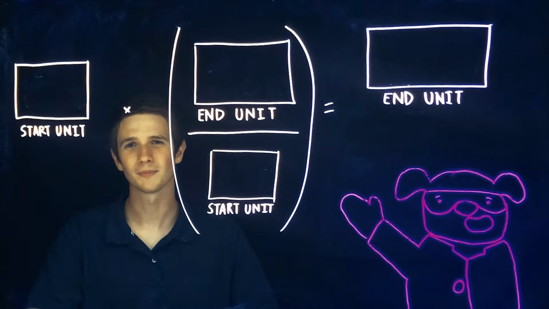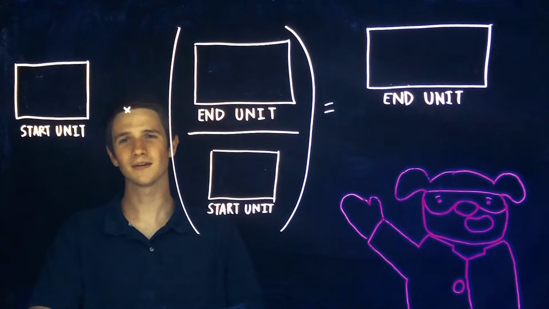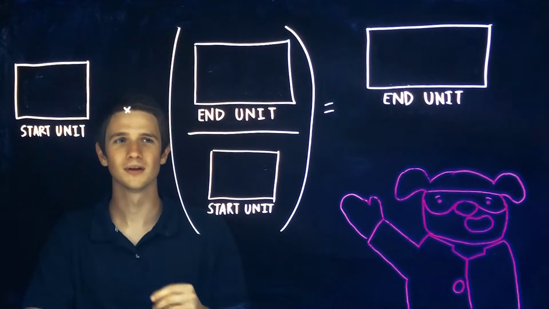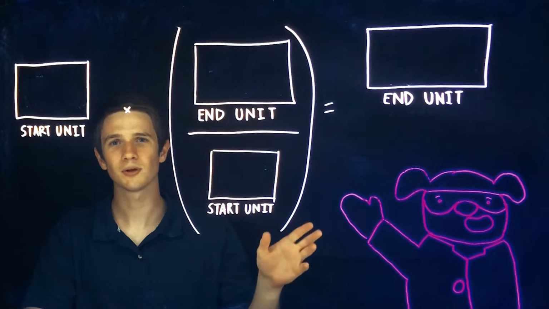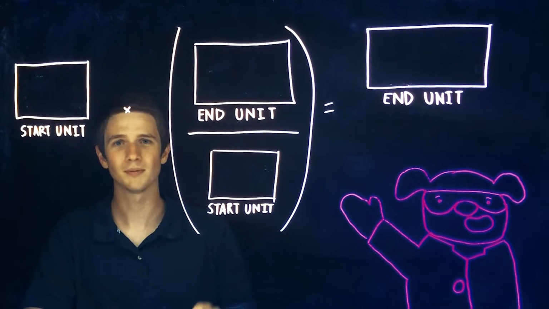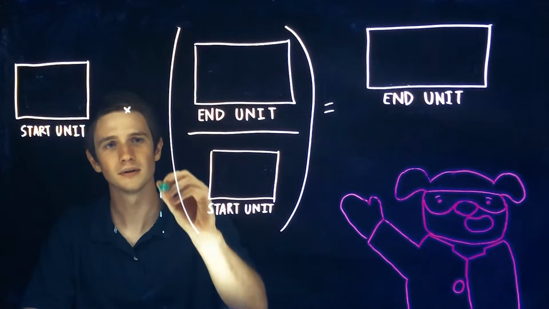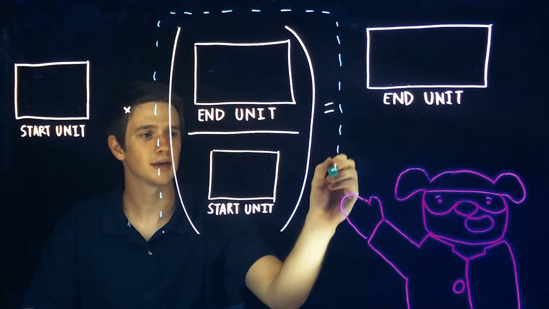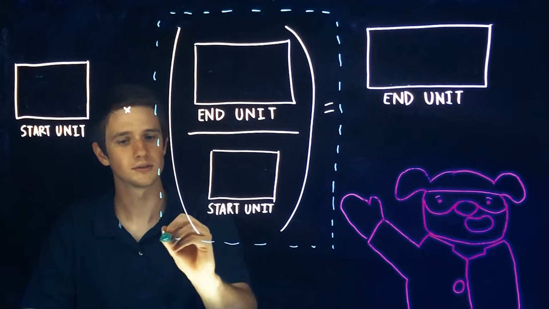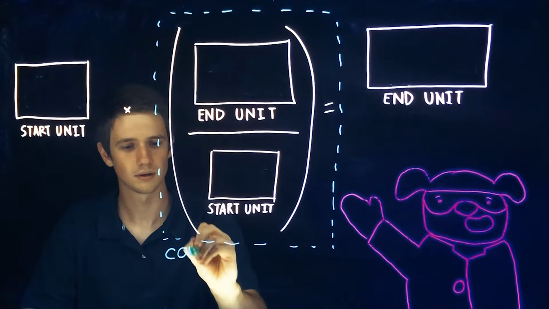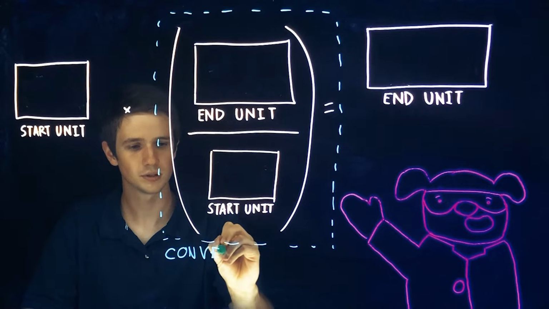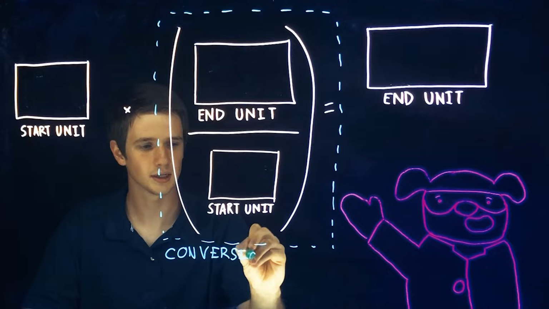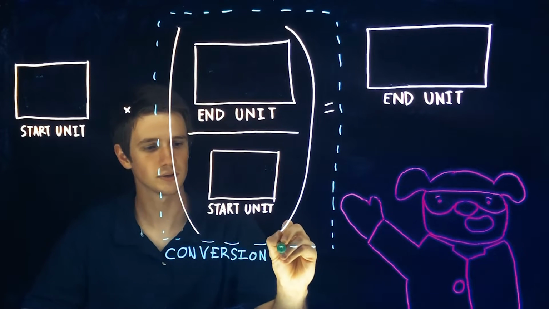So let's begin with our problem setup. We're trying to get from one unit to the other. Our starting unit is what we're given. The end unit is the unit we want it to be in when we finish the problem. Right here in the middle is our conversion factor. This is what helps us get from the start unit to the end unit. We multiply the start unit by this conversion factor in order to get it in the same units as the end unit.